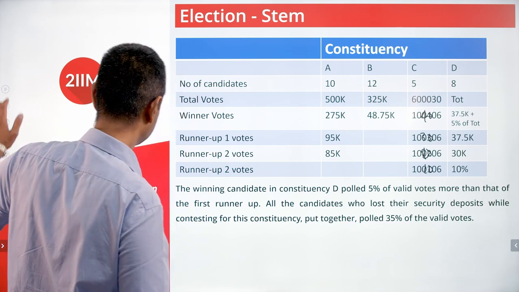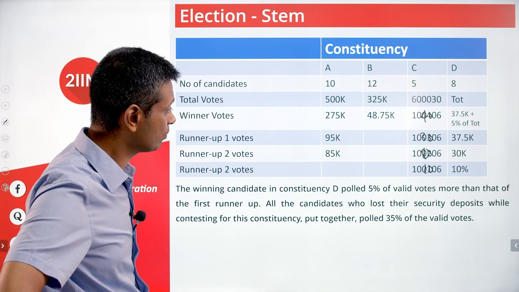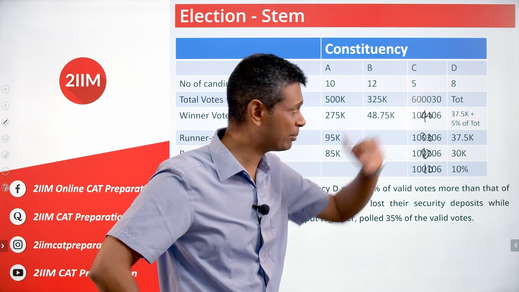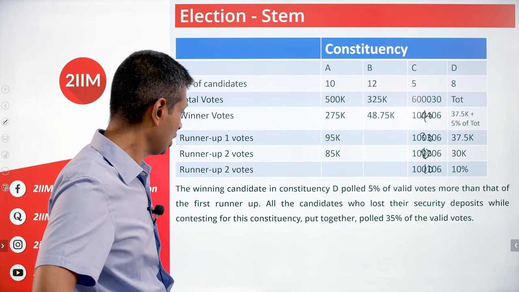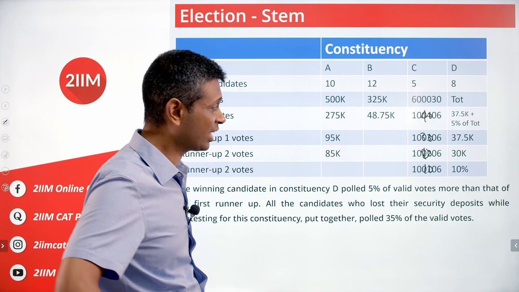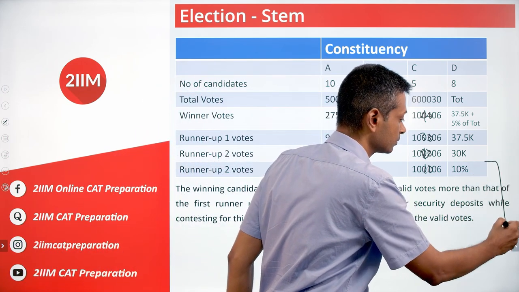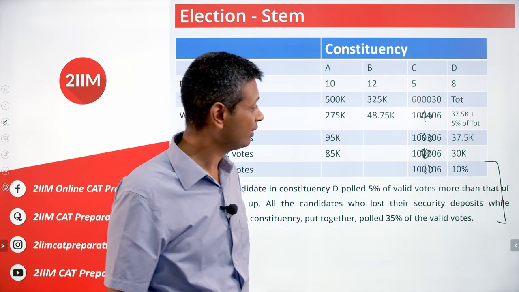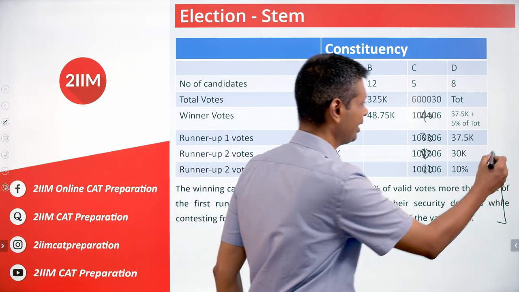Now let's move on to D. The winning candidate in constituency D polled 5% of the total valid votes more than that of the first runner-up. We've got 37,500 plus 5% of total. All the candidates who lost their security deposits polled 65% of the valid votes. Runner-up 2 onwards, everybody lost their security deposit. This downwards, everybody lost their security deposit. And now we could have a wonderful scenario where only all of these lost, these 3 retained, or even this guy could have lost.